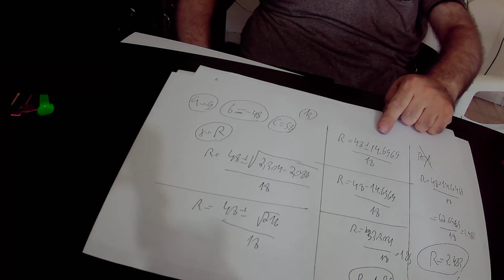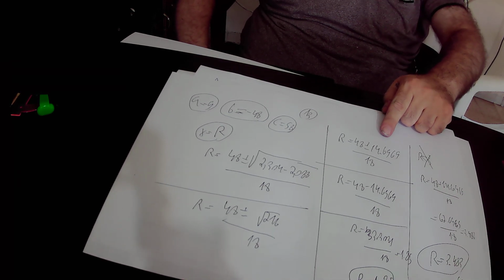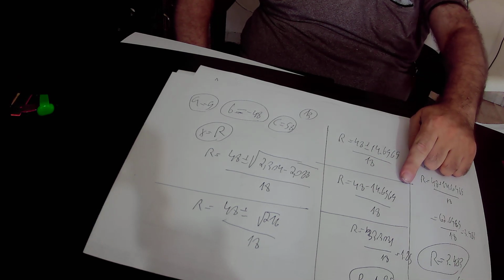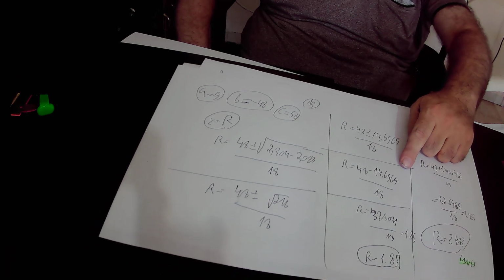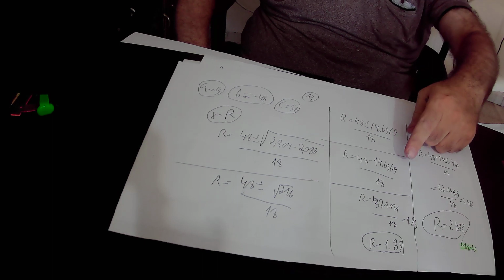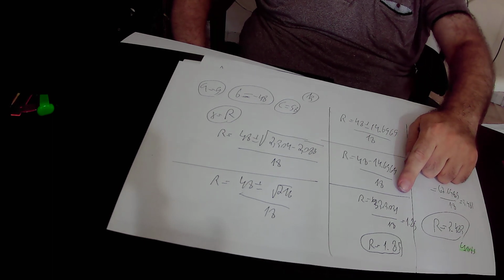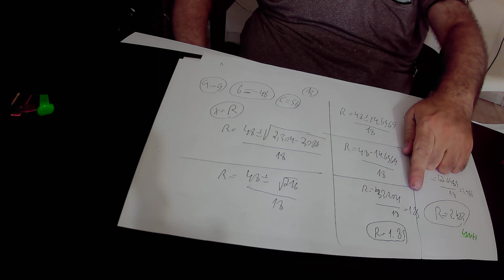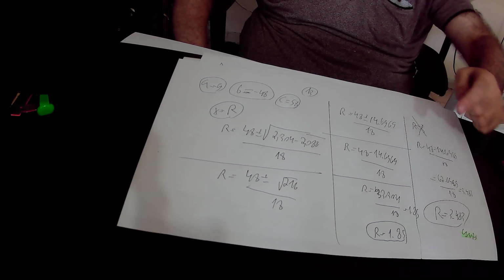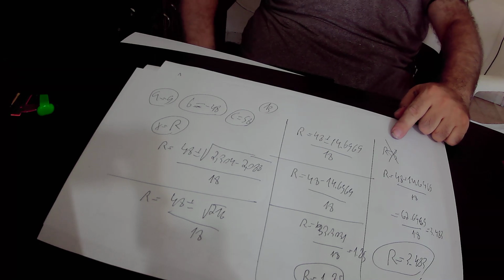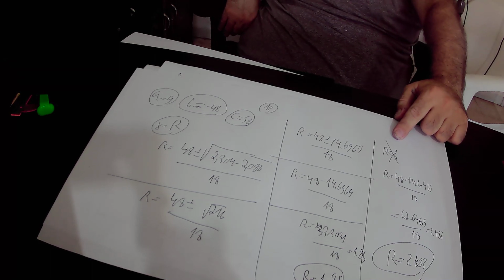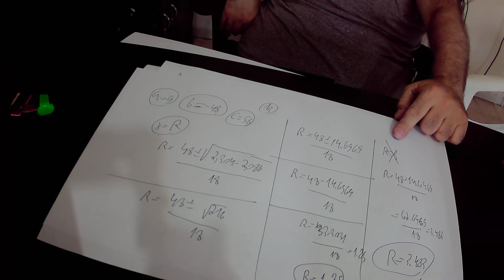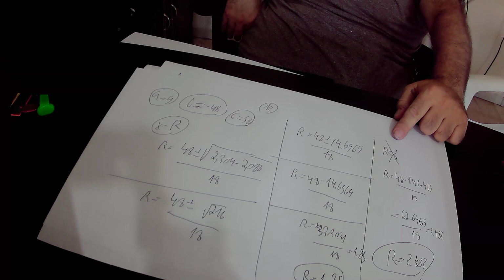The first solution is r equals 48 minus 14.6969, that is 33.3031, divided by 18, which is 1.85. But because we have already found that the radius of the big circle cannot be less than 3 units, and 1.85 is less than 3 units, this solution is not a correct solution.